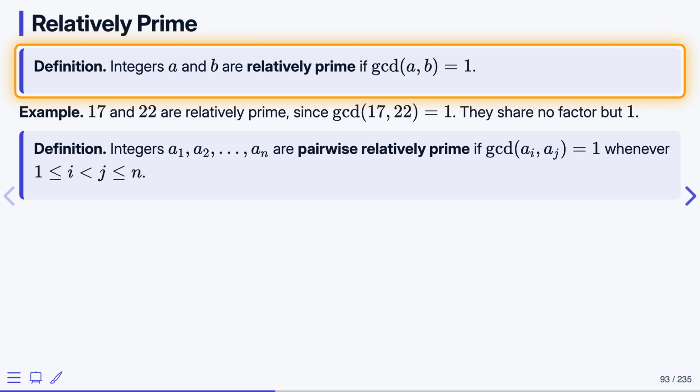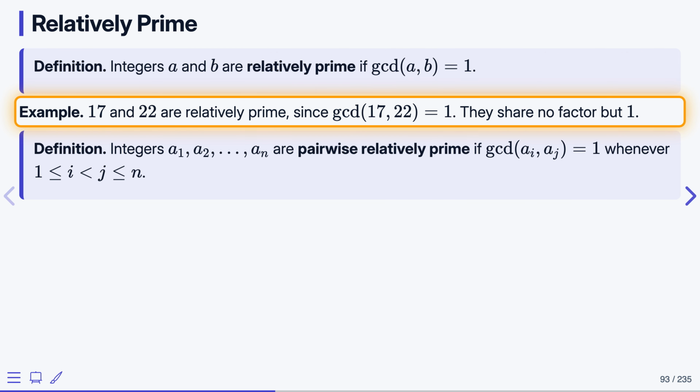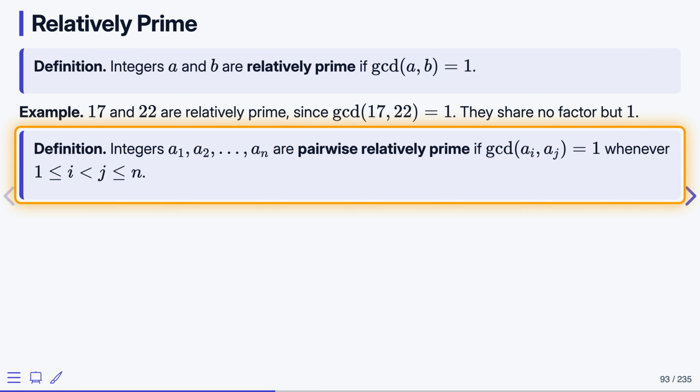When the greatest common divisor of two numbers is 1, we say they are relatively prime. It means they share no common factor except 1. For example, 17 and 22 are relatively prime, as we just worked out. Now suppose you have not two numbers but a whole list. We say the list is pairwise relatively prime if every pair inside it is relatively prime. Take any two members of the list, and their greatest common divisor must be 1. Notice the word every. One bad pair spoils it.